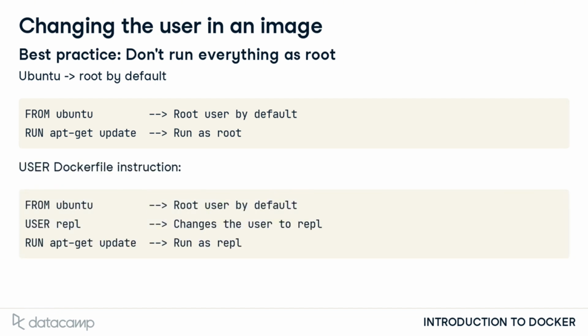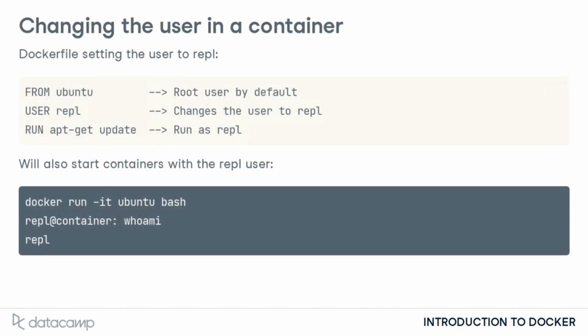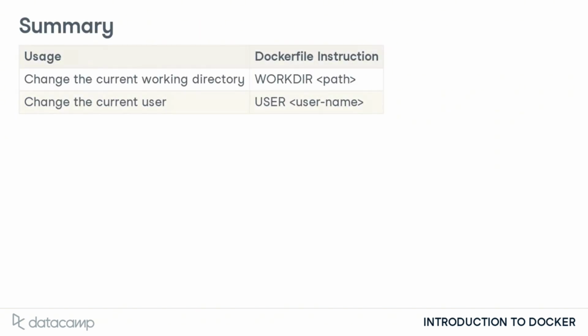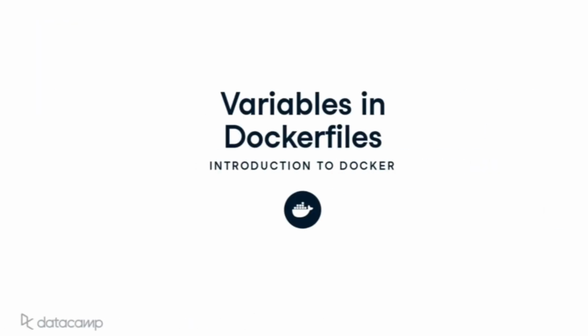The USER Dockerfile instruction allows us to change the user in the image. Any following instructions will be run as the user set by the USER instruction. It can be used multiple times, and the latest instruction will determine the user executing the following instructions. The USER instruction changes the user with which the following instructions in the image are run. The last USER instruction in a Dockerfile will also control the user in any containers started from the image of this Dockerfile. Here are the two new instructions for you to refer back to when completing the exercises.